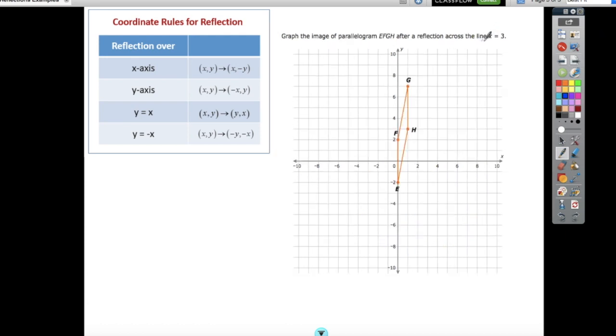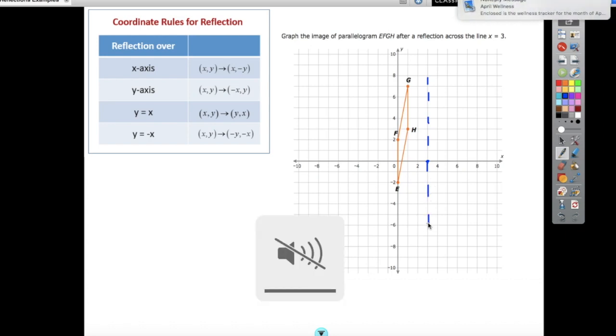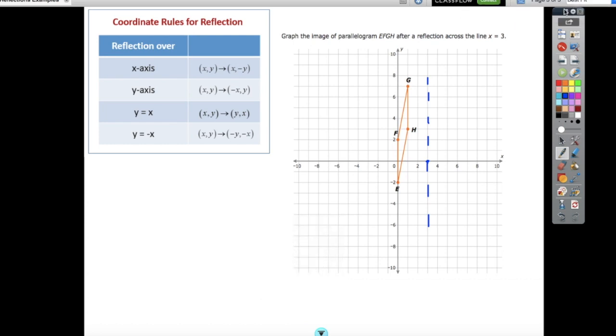Now we're going to reflect across a line at x equals 3. So if we look, x equals 3 is right here. So we're going to reflect across this vertical line going through x equals 3. Okay, and when we do this, we could have done this on the past ones also, but you'll notice we don't have a rule to even think about on this one.